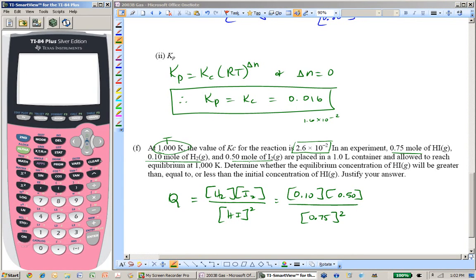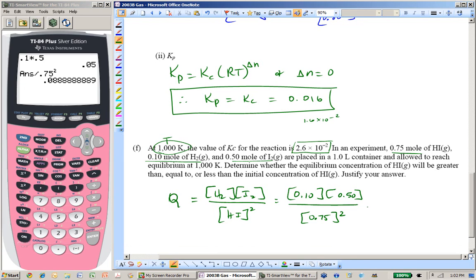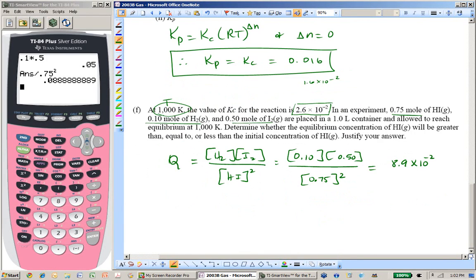All right, clear my screen. 0.1 times 0.5, that's 0.05, divided by 0.75, quantity squared. And I get 8.9 times 10 to the minus 2. I'm going to keep it in this notation since that's what they gave me as K. So now I need to compare.